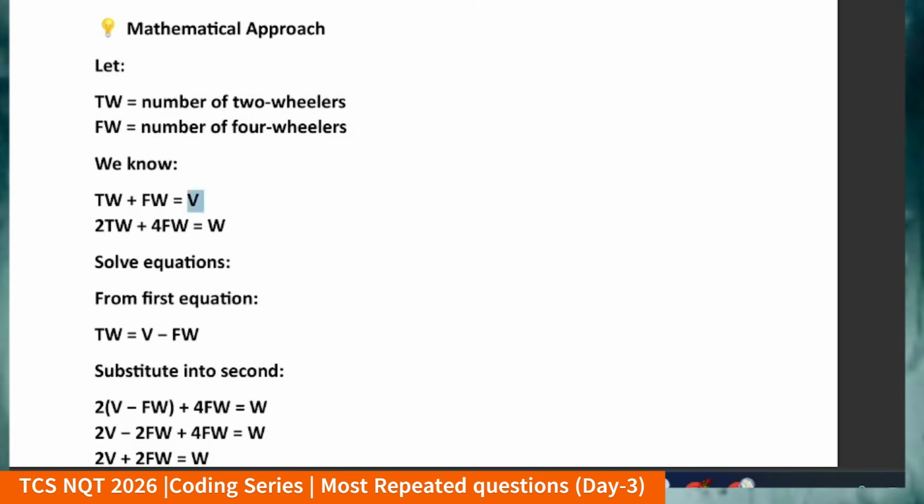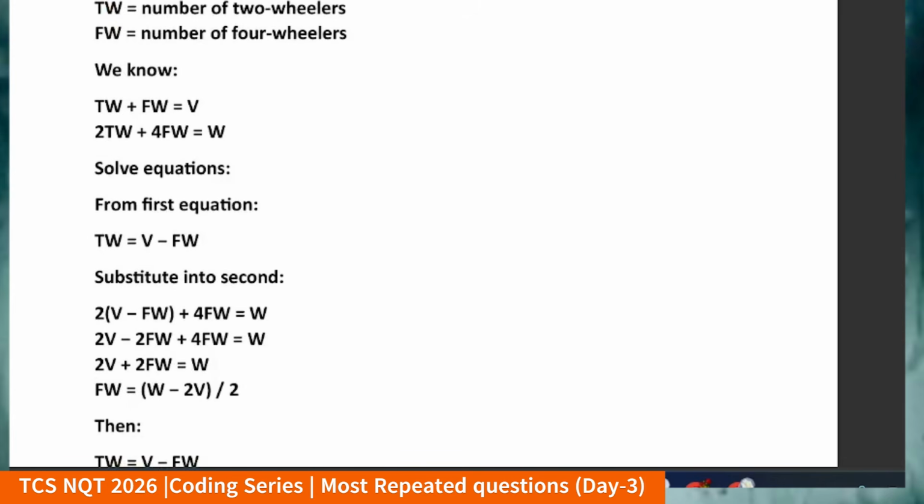That will be the total number of vehicles, you will just sum it up: two wheeler plus four wheeler, this is vehicles. And for wheels, obviously a two wheeler will have two wheels, so 2 into TW, and four wheelers have four wheels, so 4 into FW. So this is the scenario of vehicles and wheels.